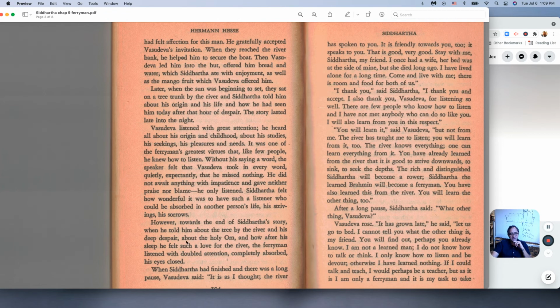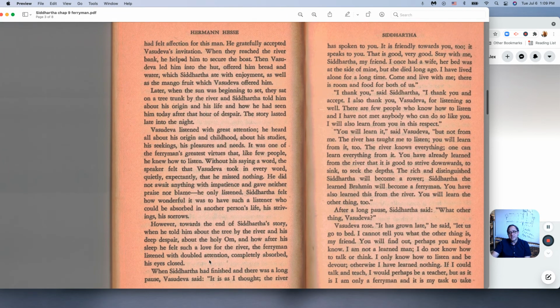However, towards the end of Siddhartha's story, when he told him about the tree by the river and his deep despair, about the holy Om, and how after his sleep he felt such love for the river, the ferryman listened with doubled attention, completely absorbed, his eyes closed. When Siddhartha had finished and there was a long pause, Vasudeva said, "It is as I thought. The river has spoken to you."